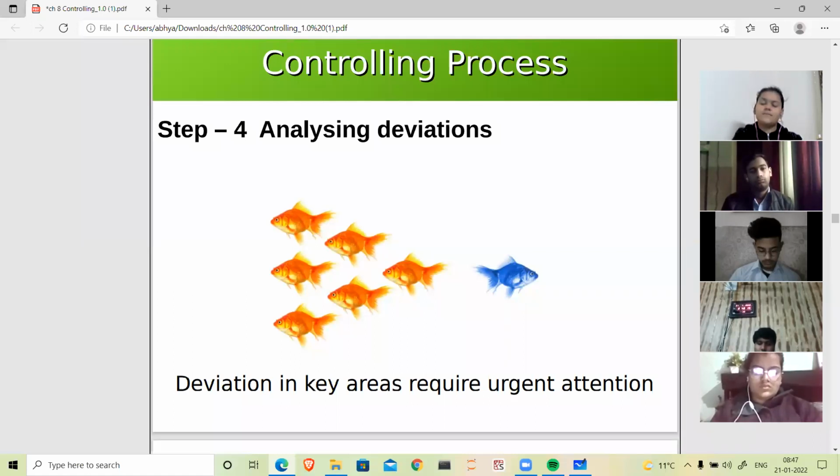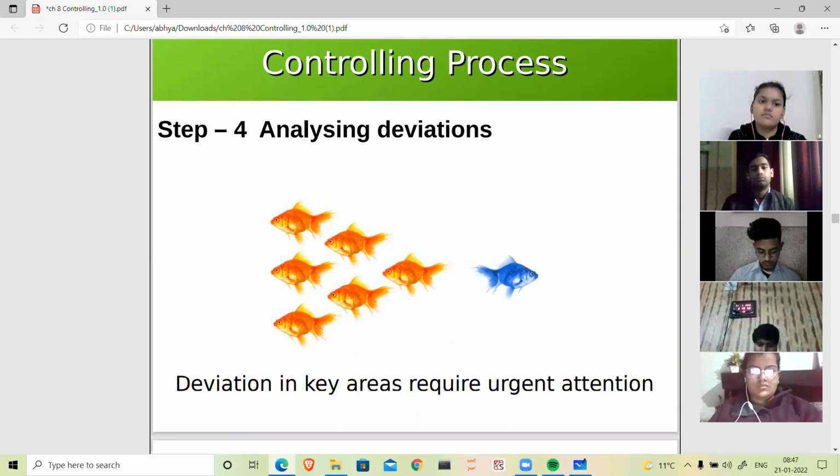When the deviation is negative, then it's a serious matter for the firm. Negative deviation means the firm or the business is not able to achieve the target. So in this step, we will try to analyze why the deviation occurred and what the reasons behind it are.